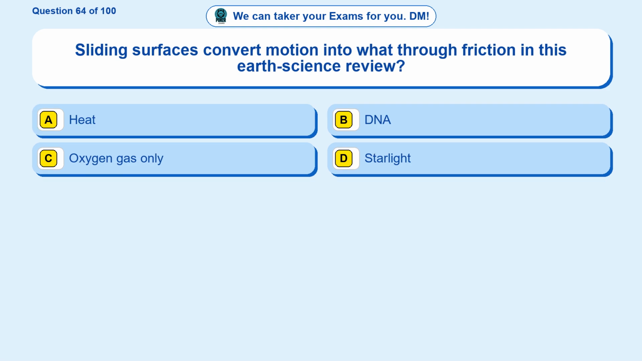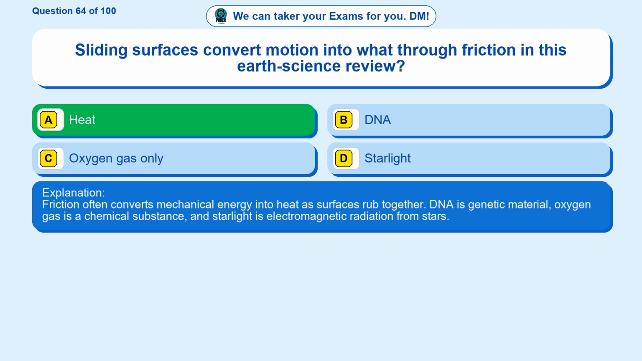Question 64. Sliding surfaces convert motion into what through friction in this Earth Science Review? Option A, heat. Option B, DNA. Option C, oxygen gas only. Option D, starlight. The correct answer is option A, heat. Friction often converts mechanical energy into heat as surfaces rub together.